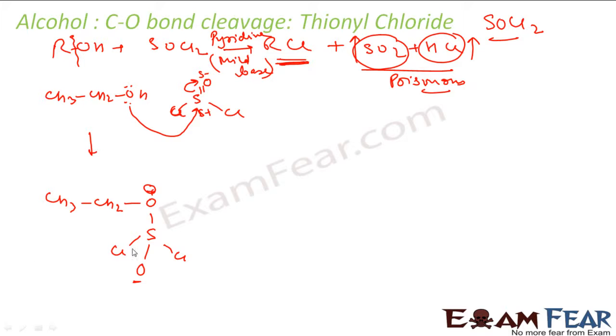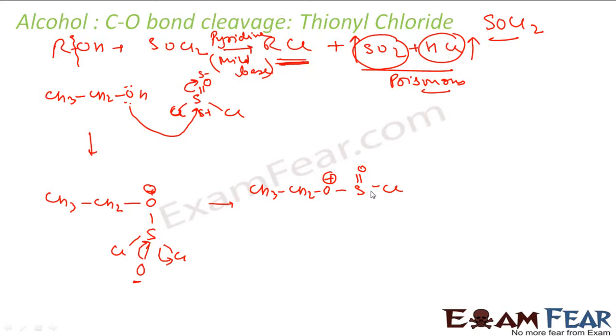Correct. Now this O minus will kick this chlorine out, so the electrons will go in this direction, and kick the chlorine out. So what you get is CH3CH2O plus, still will be there, I think, yeah, it will be there, O plus SOCl. Yeah, this is what you get, the chlorine is out.